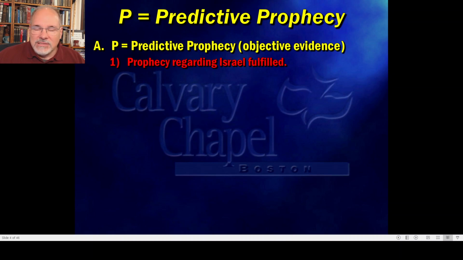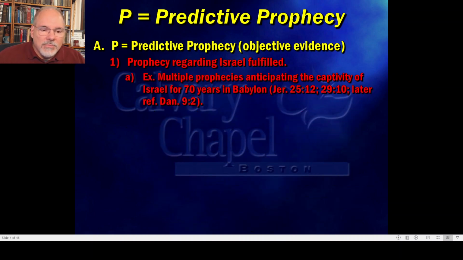If you have a study Bible, it's going to give you probably a lot of information on that, as well as if you have a Bible commentary for the Old Testament. But let's take a couple of examples here. For example, there are multiple prophecies that anticipated the captivity of Israel for 70 years in Babylon.